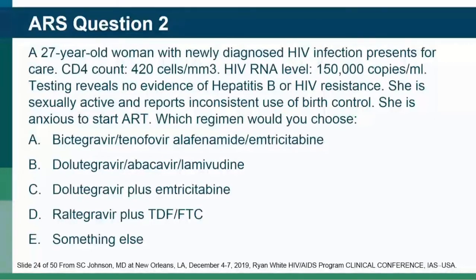So A is bictegravir, tenofovir alafenamide, and emtricitabine. B is dolutegravir, abacavir, lamivudine. C is dolutegravir plus FTC. And then D is raltegravir plus TDF-FTC.